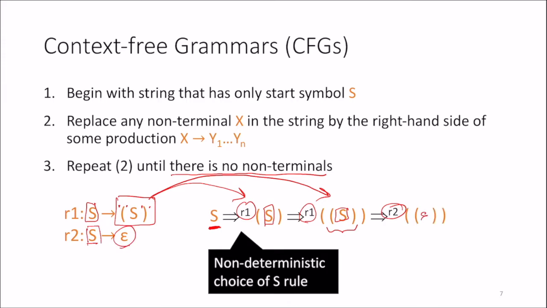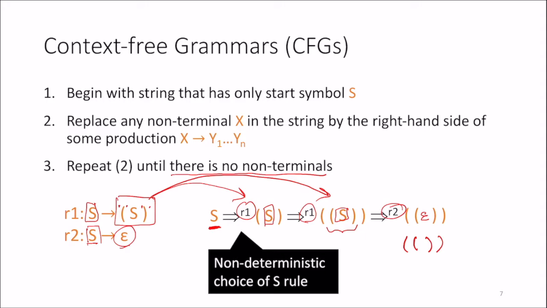And notice that the empty string here is essentially invisible, right? So I don't have to write it. It's a string of 0 length. So in the end, what I end up with is 2 open and 2 close parentheses. And I could have kept on using rule R1 to generate more and more parentheses. That's your choice. So it's a non-deterministic choice, right?